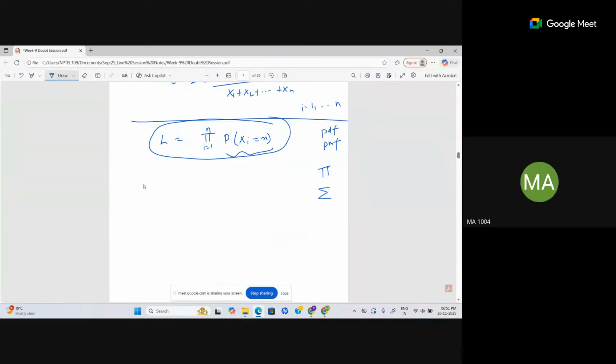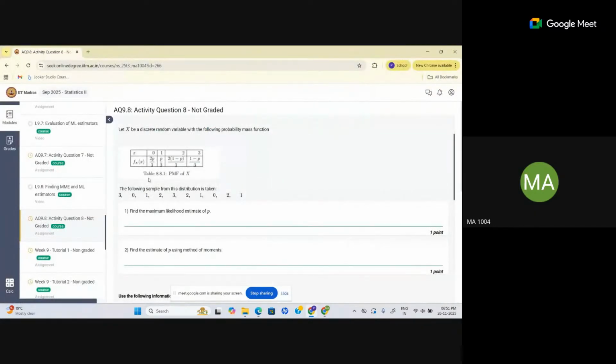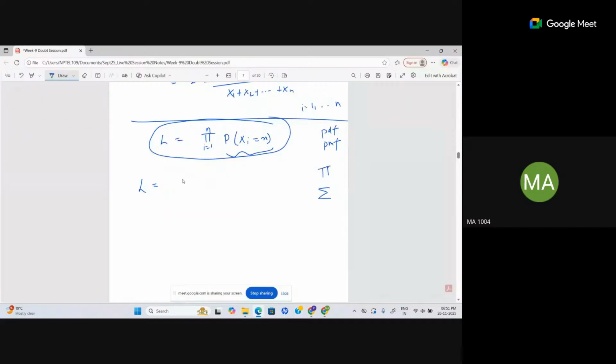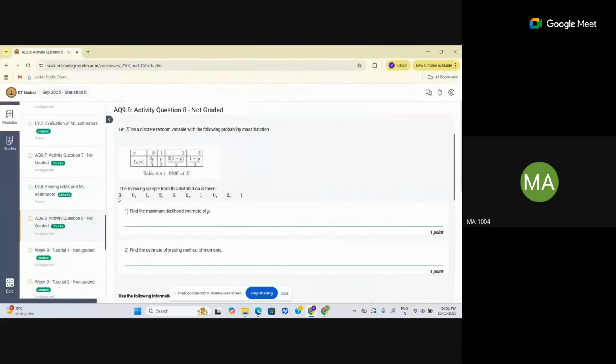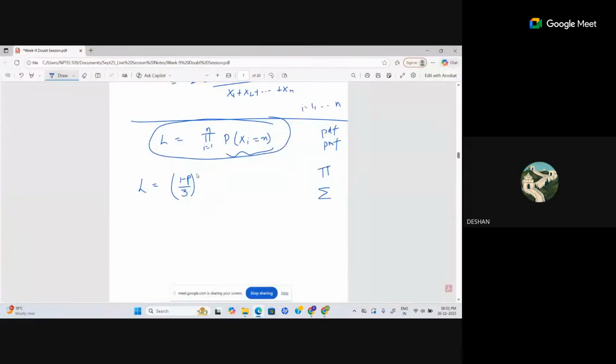So now we have to multiply the probability for all these points. So 3, then 0, then 1, then 2, then 3, like this. For 3 the probability is 1 minus p divided by 3. In the sample you can see it is occurring two times, so this will be squared.